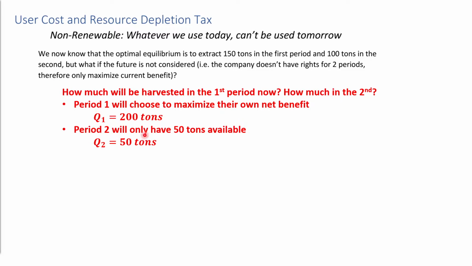So we established this 200 tons very early on. That is the optimal amount if only the current period is considered. Now in period two, they have no choice, but they only have 50 tons available to them. Let's see if we can quantify this effect.